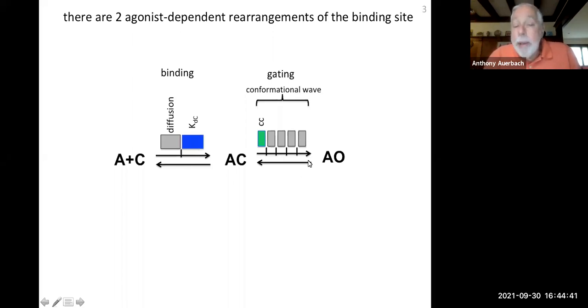And in gating, I'll show you later, we think there are 1, 2, 3, 4 intermediate states in gating. The first of which involves a change in the binding pocket that determines the coupling constant. Again, it's a change in the coupling constant. All these events are energy offsets that get added. The gray bars are energy offsets that are the same for all agonists. It's just the 2 colored ones that determine affinity and efficacy.